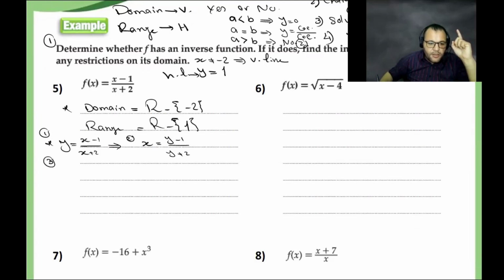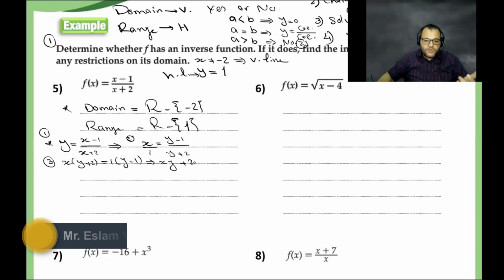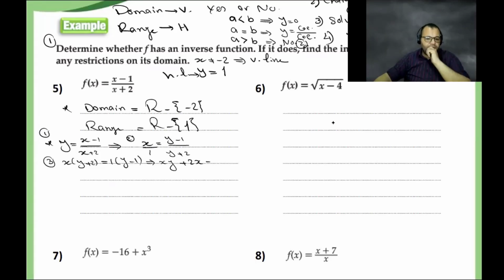Step number 3, solve for y. What is the meaning of solving for y? Write y at the left-hand side and all of the expression at the right-hand side, putting equal between y and the expression. How are we going to solve this one? Cross multiplication. So it will be x multiplied by y plus 2 equals 1 multiplied by y minus 1, using the distributive property. So it will be xy plus 2x equals y minus 1. Any problem for this one?